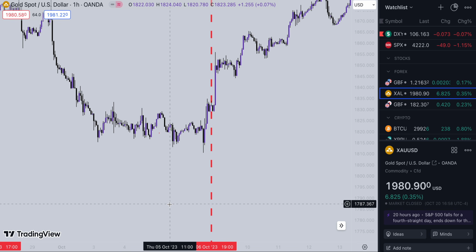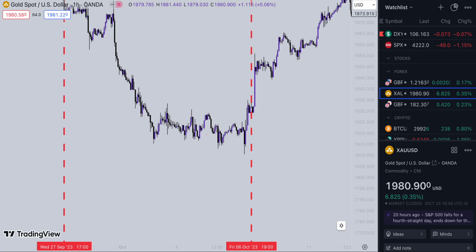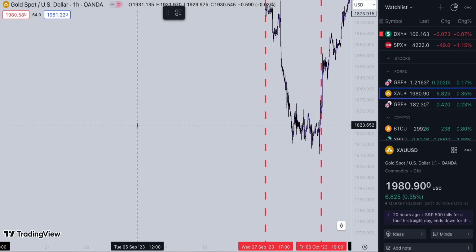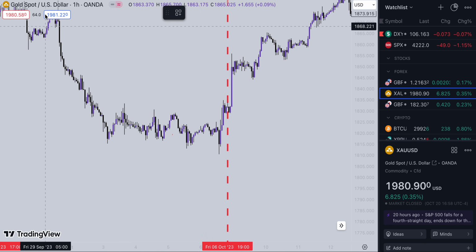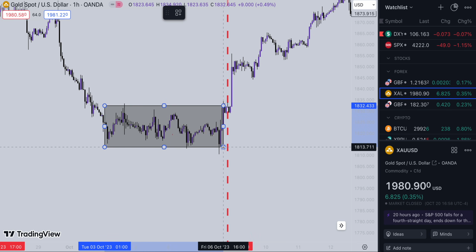Demand for gold rises, so the price for gold rises because more and more people are buying it. But this one's a bit more difficult to trade though because we've been in a clear downtrend. So this is kind of just an example of how the concept works.